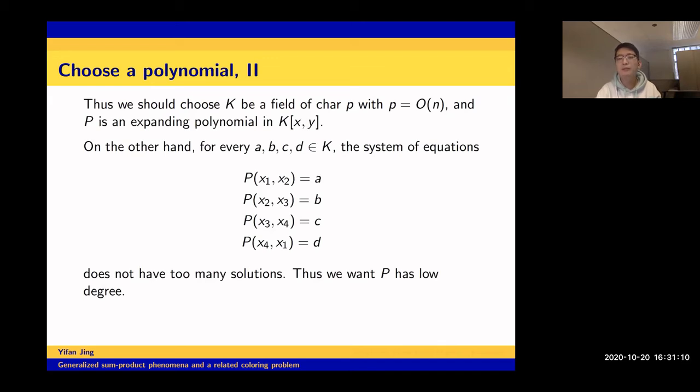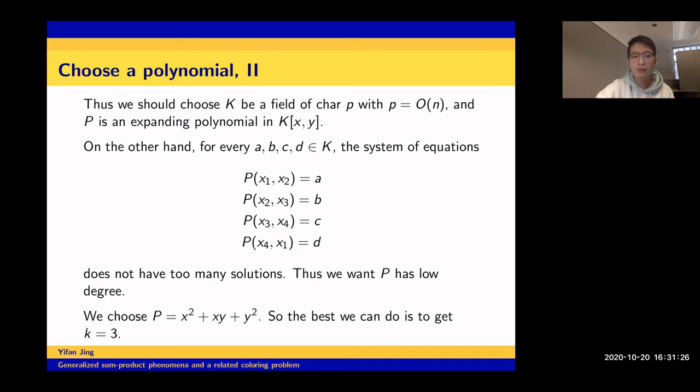So P cannot have the form of a sum of two one-variable polynomials or a product of two one-variable polynomials. So for example, it cannot be x squared plus y squared. It cannot be (x plus y) squared, because it's essentially x plus y. So the easiest polynomial in your mind that works is x squared plus xy plus y squared. But also in this case, the best we can do is prove F3 for C4.